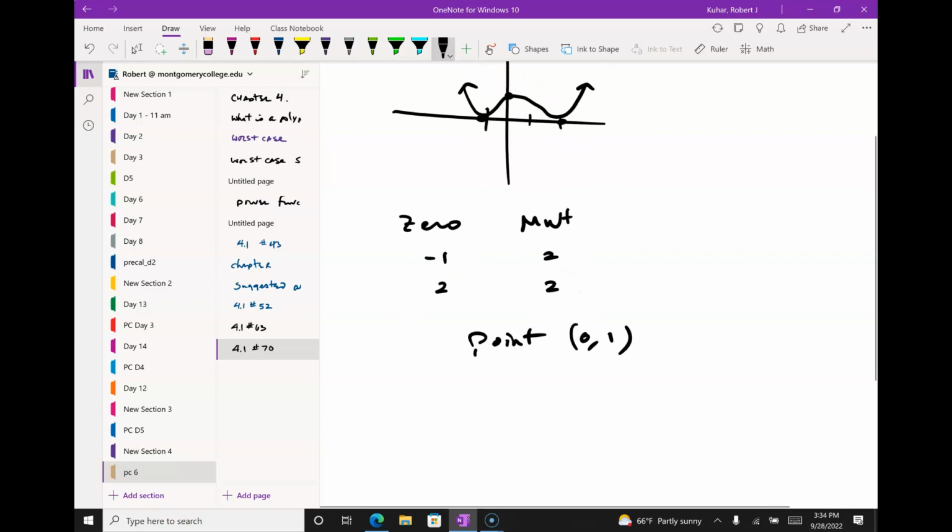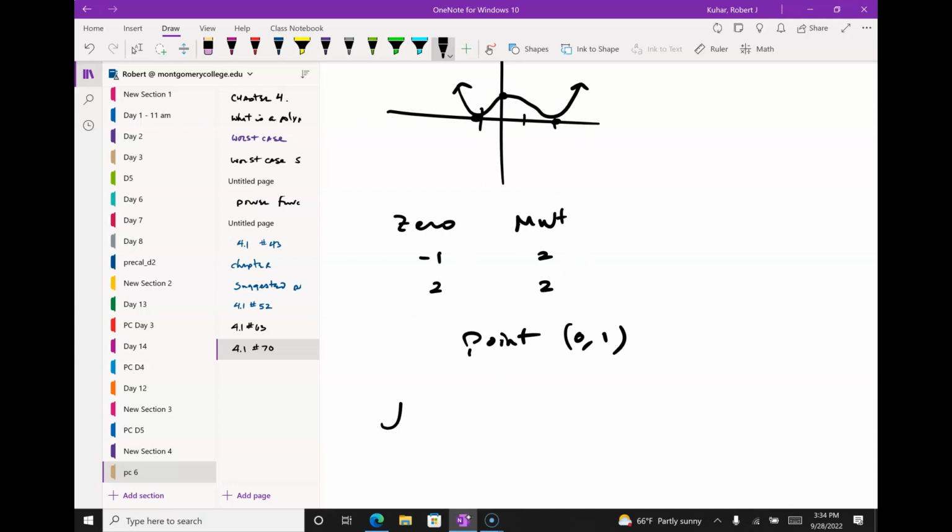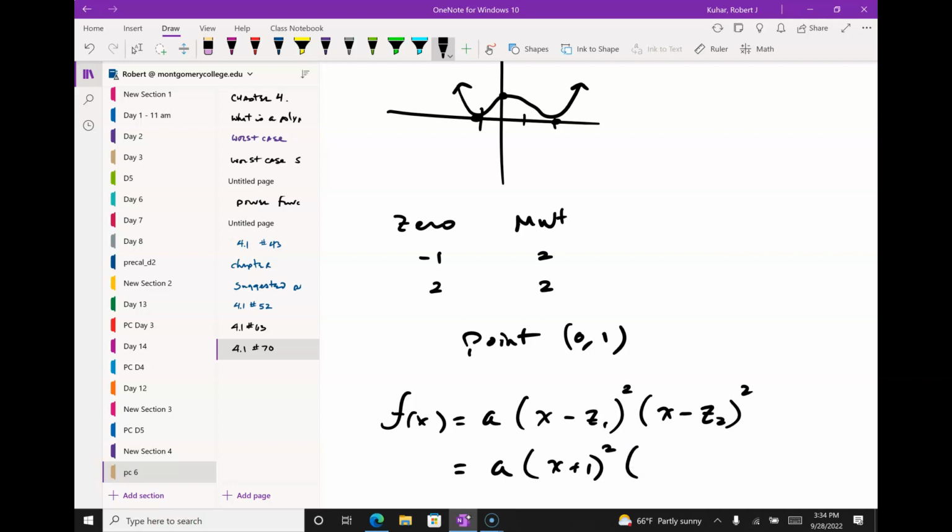So what's our model? F of x is a times x minus z1 squared times x minus z2 quantity squared, because I had two multiplicities of 2. We okay here? When I put in the -1, I get x plus 1 with a multiplicity of 2. And when I put in the 2, I get an x minus 2 with a multiplicity of 2.